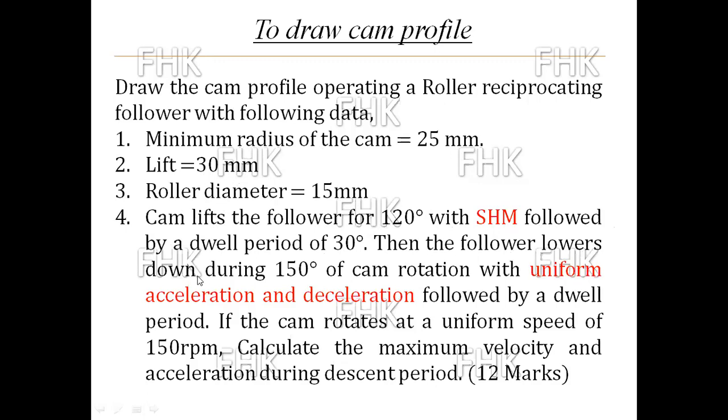Then the follower lowers down during 150 degrees of cam rotation with uniform acceleration and deceleration or retardation, followed by a dwell period. If the cam rotates at a uniform speed of 150 rpm, calculate the maximum velocity and acceleration during the descent period. The difference from the previous problem is that in the outward stroke the follower moves with simple harmonic motion, and for the return stroke it moves with uniform acceleration and retardation.